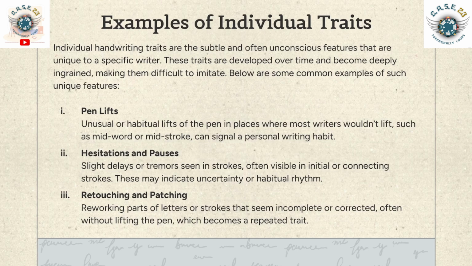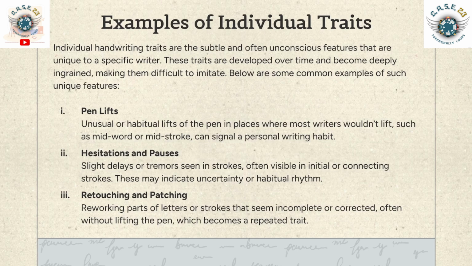The next is hesitations and pauses. This is where you might notice a slight delay or tremor in a stroke, often at the beginning of a word or where the letters connect. It is like the writer paused just a fraction of a second before continuing. These hesitations could be due to nervousness, habit, or even just a particular writing rhythm. Over time, they become consistent patterns and again very hard to forge or to mimic naturally.